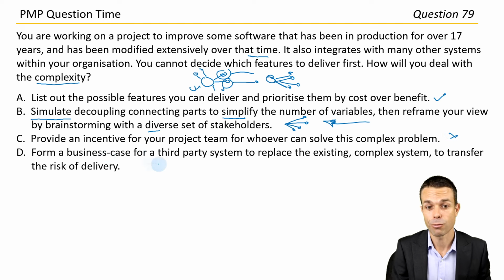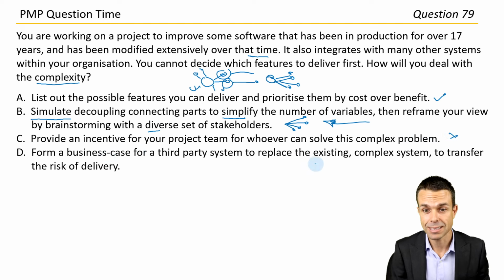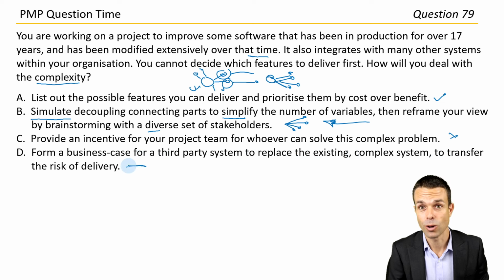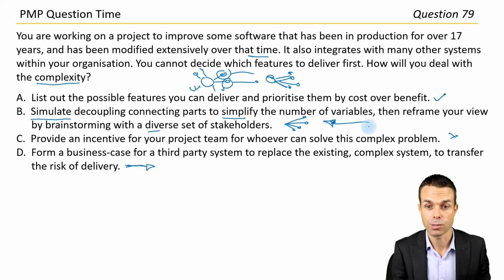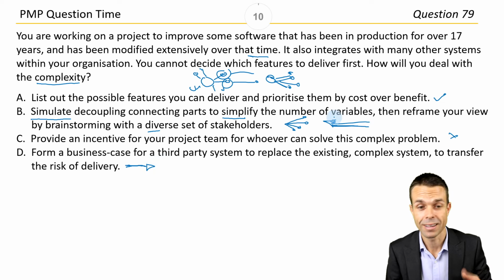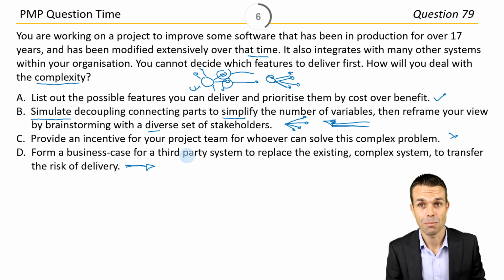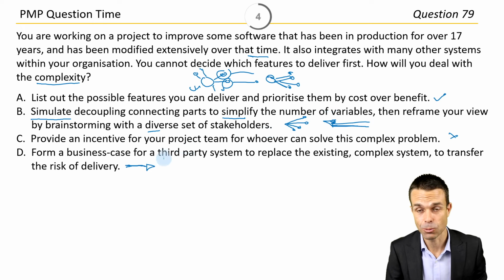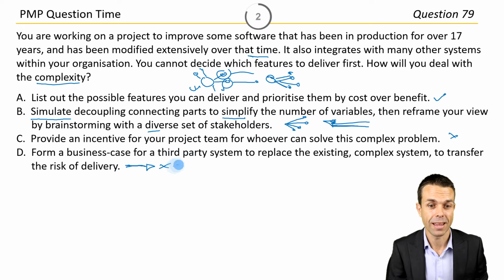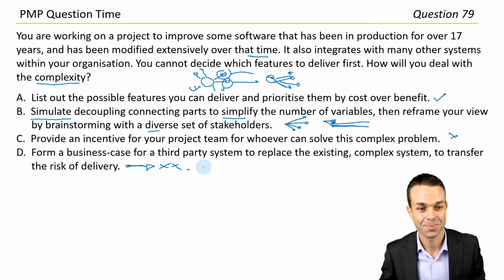Form a business case for a third-party system to replace the existing complex system to transfer the risk of delivery. That may not reduce the complexity. So we still have to go through this process of critical thinking and reducing the complexity. Just outsourcing it may actually increase the complexity. We don't know. So I think that's a no for now. Let's go with answer B.